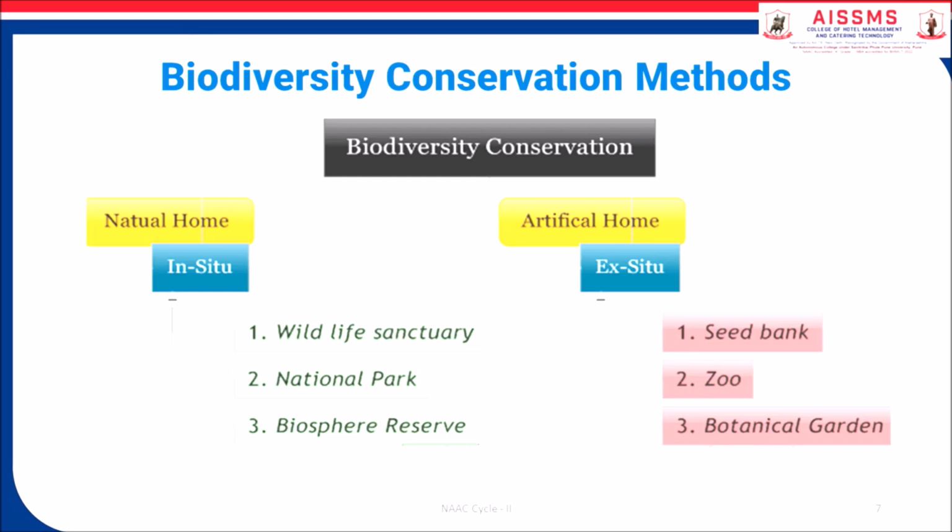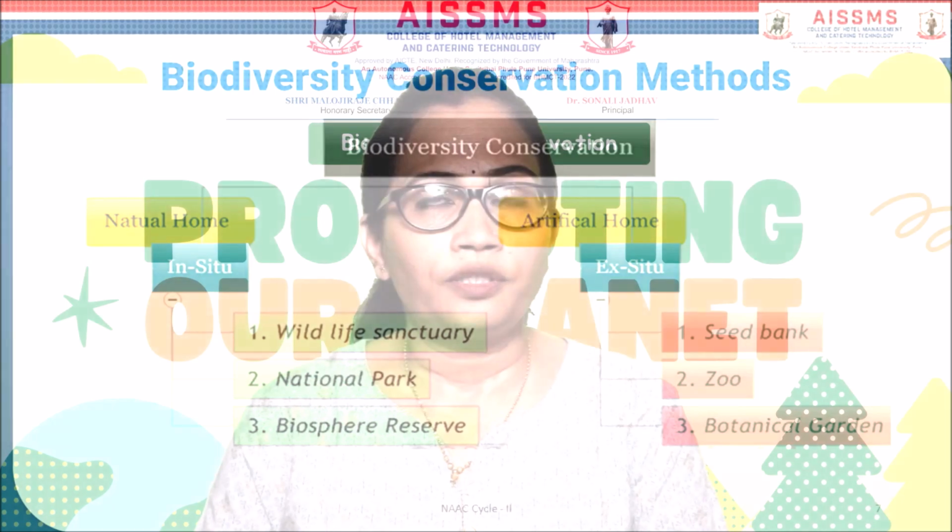Ex situ conservation helps ensure species survival out of their original habitats, especially when those habitats are threatened or destroyed. You will also be able to see different methods of in situ and ex situ conservation here. For example, wildlife sanctuaries, national parks, and biosphere reserves are some of the methods of in situ conservation, and seed banks, zoos, and botanical gardens are examples of ex situ conservation methods.